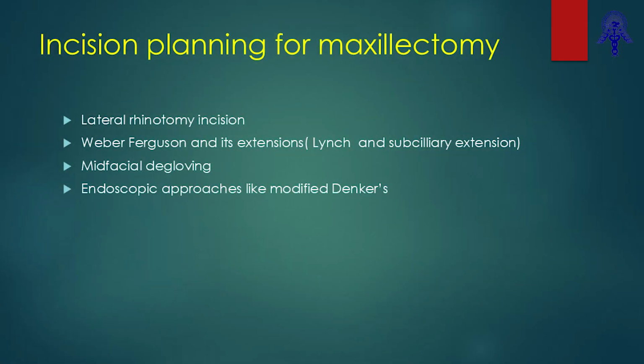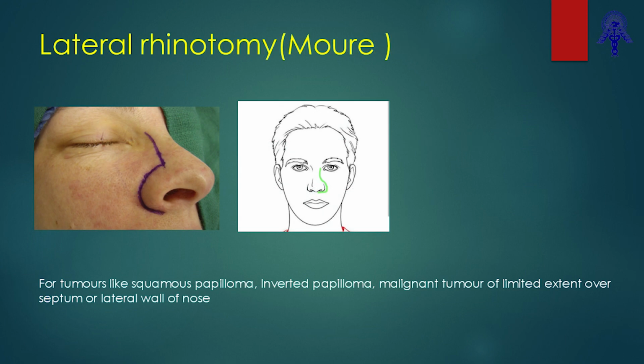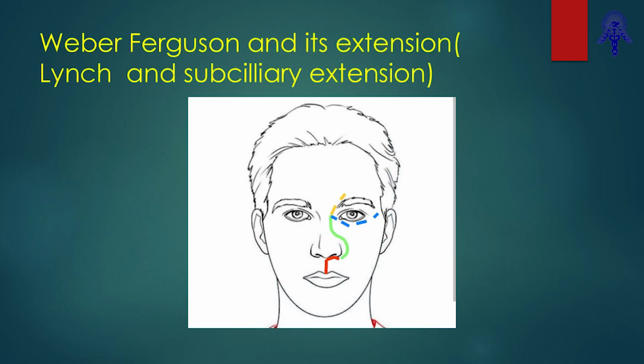So there are four approaches. One is the lateral rhinotomy approach. But this approach is gradually going, we are using less and less of this approach because of development in the endoscopic technique. Most of the lesions which used to be removed by lateral rhinotomy approach are now easily removed by modified Denker procedure. Another is Weber-Ferguson incision and its extension.